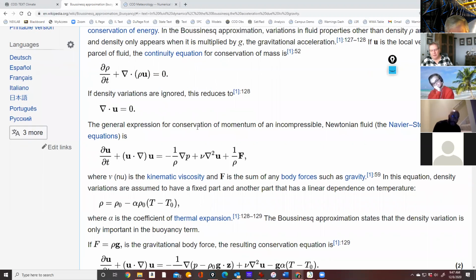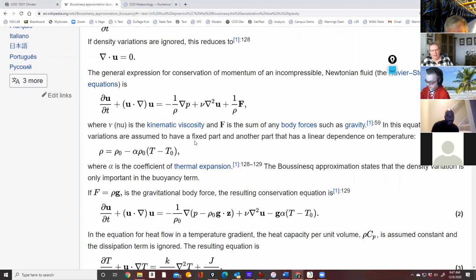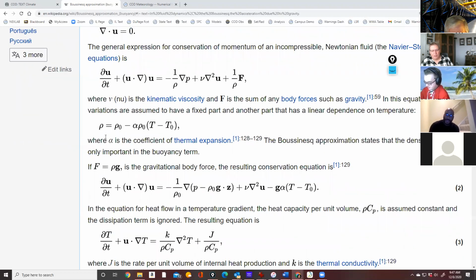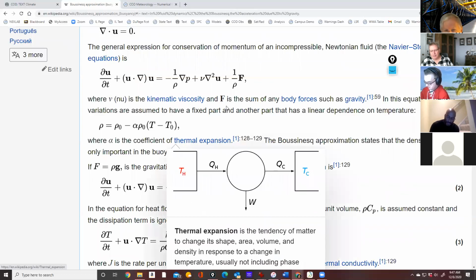The general expression for the conservation of momentum is this. So there's body forces like pressure gradient, here's Coriolis force, gravity, something like this. And then this is a viscosity term. So now we're getting into the Navier-Stokes equations, getting way beyond where we're going to go in this class. However, it's important to realize that there is a thermal expansion.